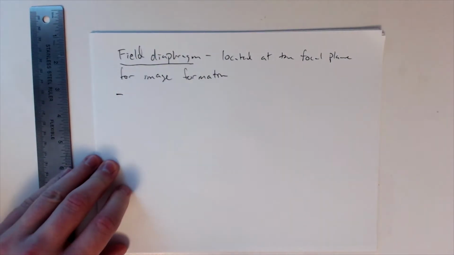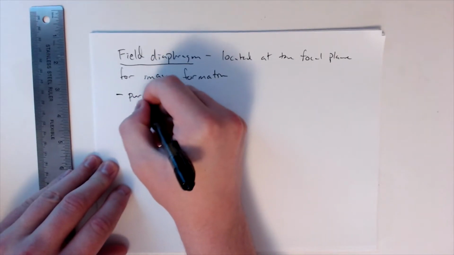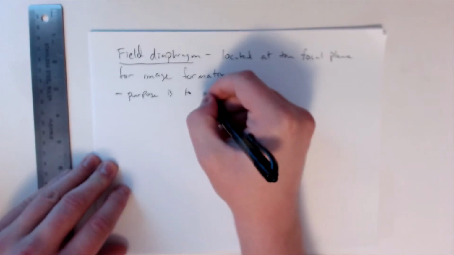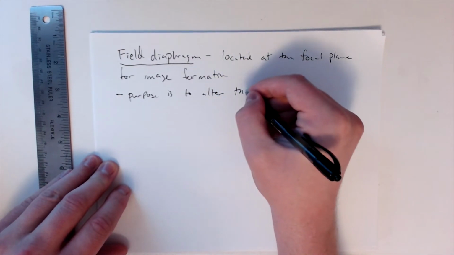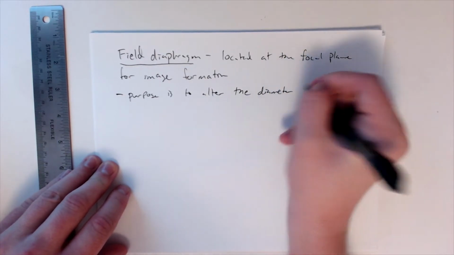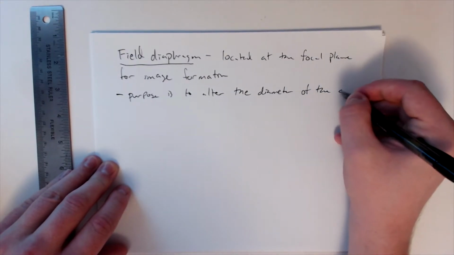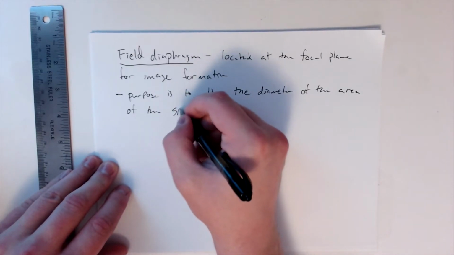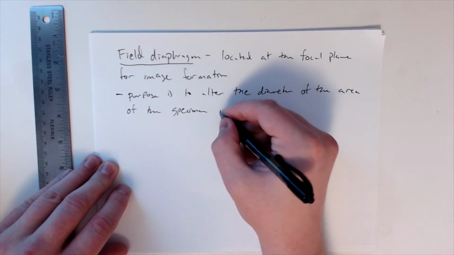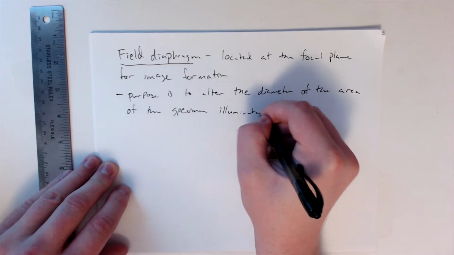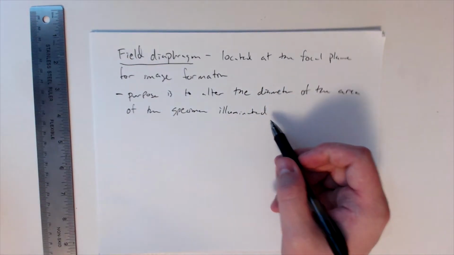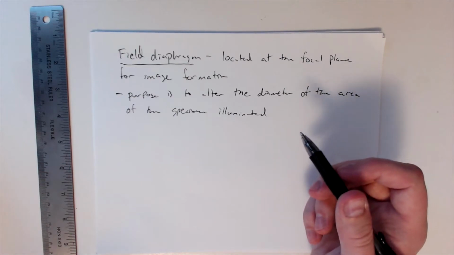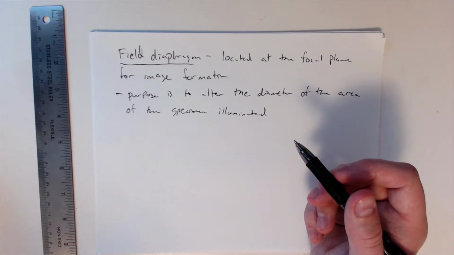I showed you the location, but I want you to also think about what its purpose is. So the purpose here is to alter the diameter of the area of the specimen illuminated. So it basically allows us to affect the area on the specimen that is illuminated.